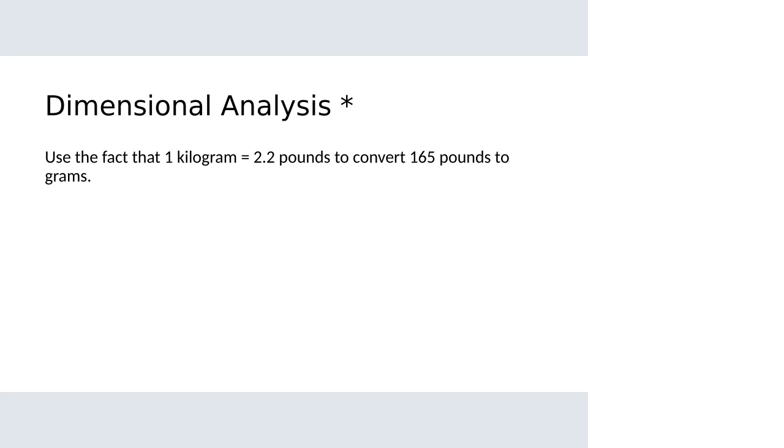We'll see. Use the fact that 1 kilogram is 2.2 pounds to convert 165 pounds to grams. And I'm going to give you one other unit fraction here that might come in handy, that there are 1,000 grams in 1 kilogram. All right, now I'll set up a poll for this and let you try it.